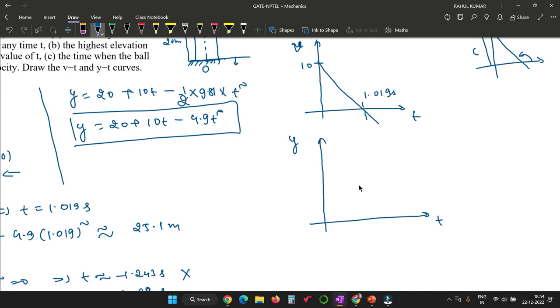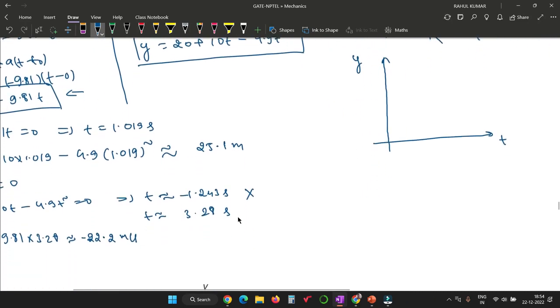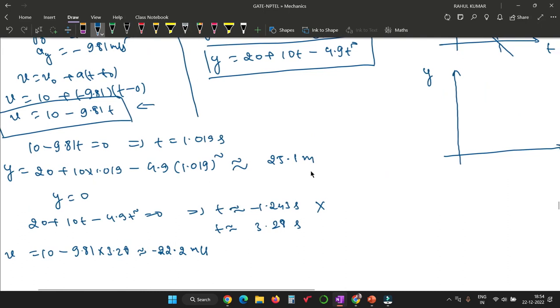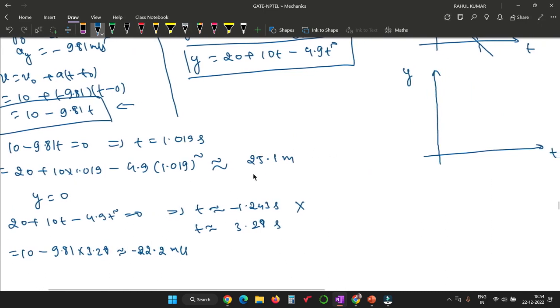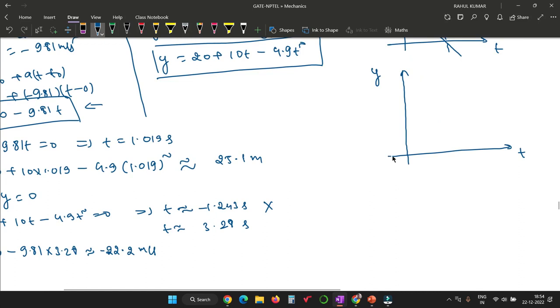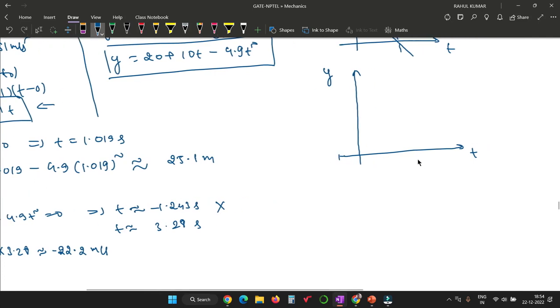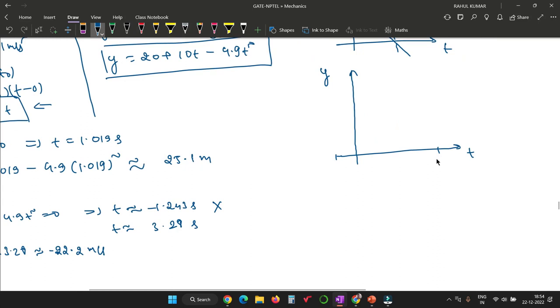Downward? Yeah, downward. So here you are getting two values of t where y becomes 0. One is t equal to minus 1.243, which is invalid, and the second one is 3.28. Since the first is invalid, but still the graph will look like this, we will not draw here, but definitely we'll draw from here, and this time is 3.28 second.